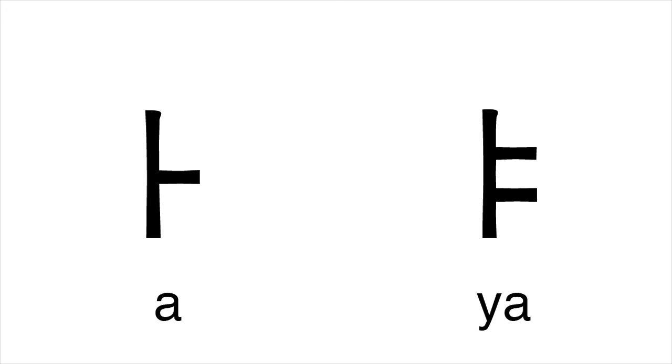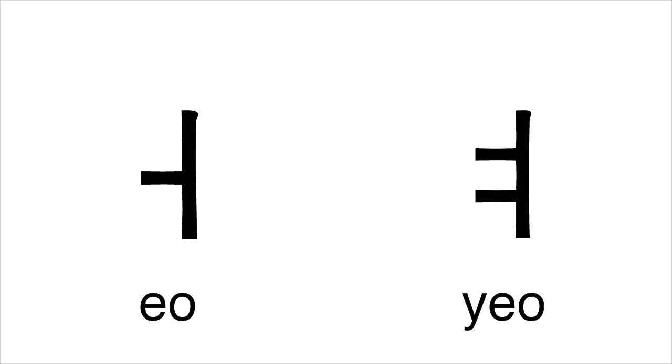The first vowel is ah. The second vowel is ya. Yes, it looks really similar to ah. It has 1 extra stroke, and it sounds similar as well. One thing you can take away from this is that the extra stroke usually adds a Y to the sound. You know, ah and ya, there's an extra Y. The third vowel is aw. The fourth vowel is yaw. Again, it looks really similar and sounds really similar. The extra stroke, as I've mentioned before, adds a Y to the sound.